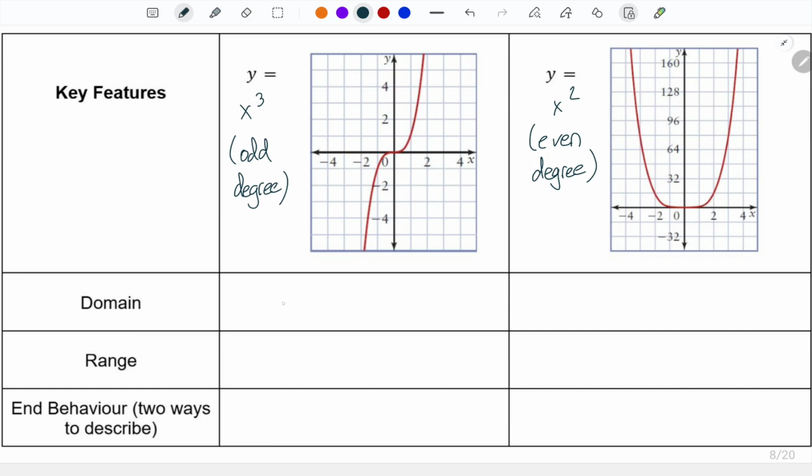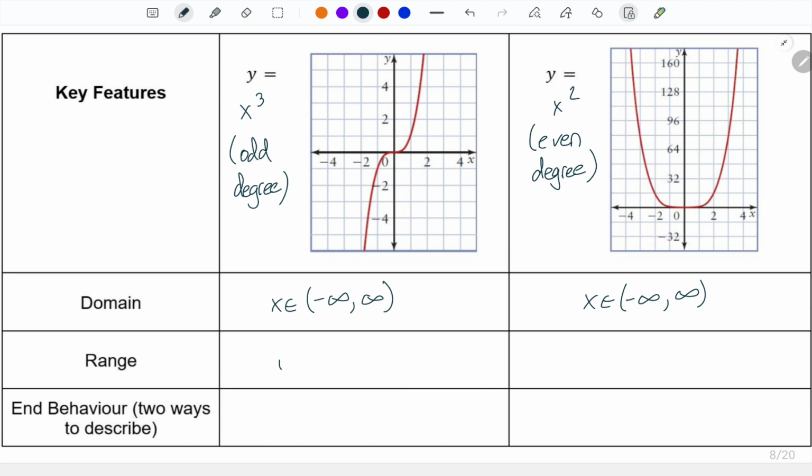So the domain of a cubic one or odd degree one is just going to be, well, everything. You can plug in any number. And I'm going to use interval notation, the new notation we have. Same thing with our even degree ones. What gets different is when we get to our range.